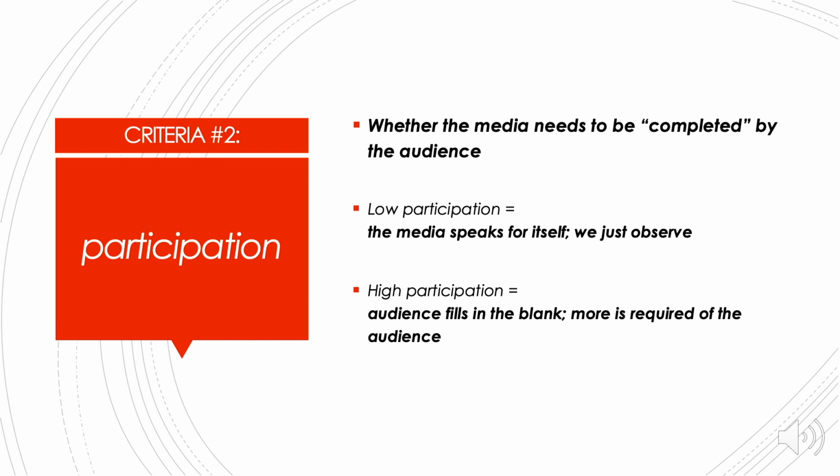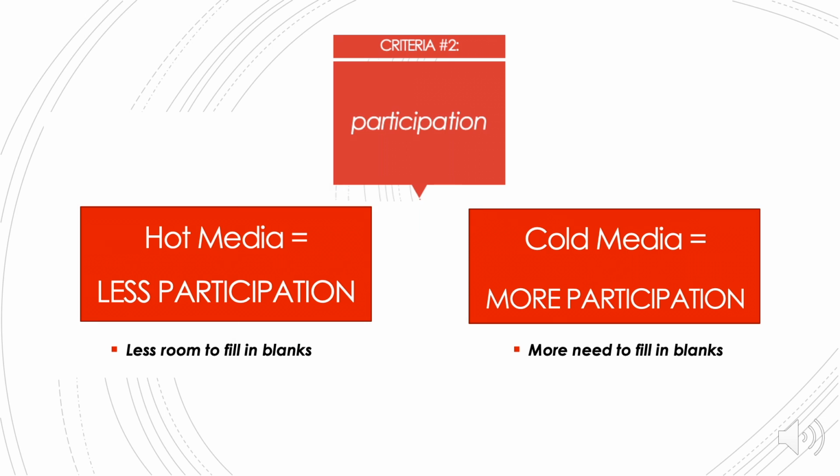And this feeds directly into our second criterion of participation. McLuhan was not thinking of participation the way that we think of it now. He wasn't referring to whether it had buttons or needed you to operate it in order for it to function. Rather, he was referring to a need for completion by the audience. Something that is low participation speaks for itself and doesn't need the audience to complete it. High participation media, on the other hand, requires more of the audience. They must complete it in order to understand it or work with it. So, hot media is low participation, and cold media calls for more participation.